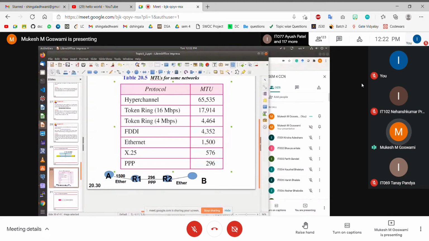Remember, R1 has the right to fragment the packet, but no intermediate device has the right to do the reassembly. The reassembly of a packet can only happen on the actual destination. An intermediate device can only fragment the packet, but it cannot reassemble those fragments. The reassembly of fragments can only happen on the destination device.